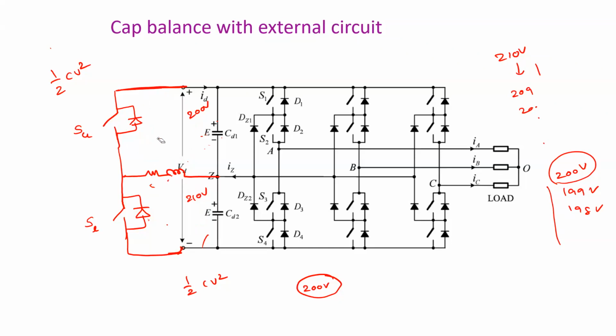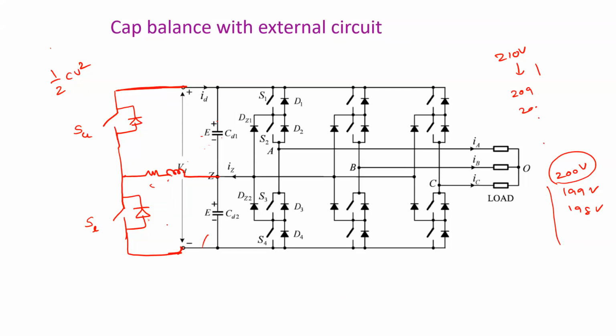We are using this inductor as a medium, so first the energy is transferred to this inductor and then it is transferred back to the capacitor. So we need to turn on the appropriate switches to obtain the balance among the two capacitors. Understood? Do you have any questions?